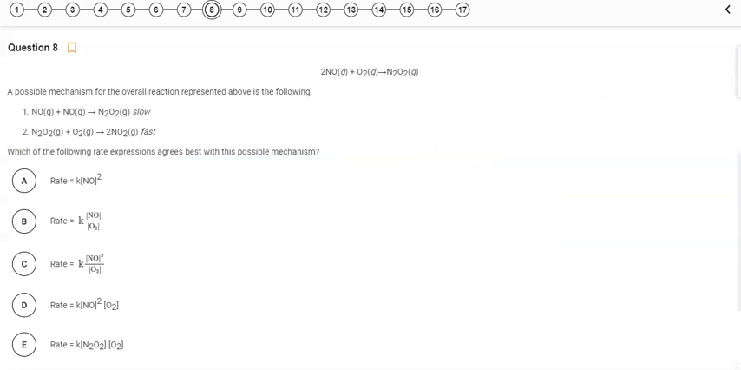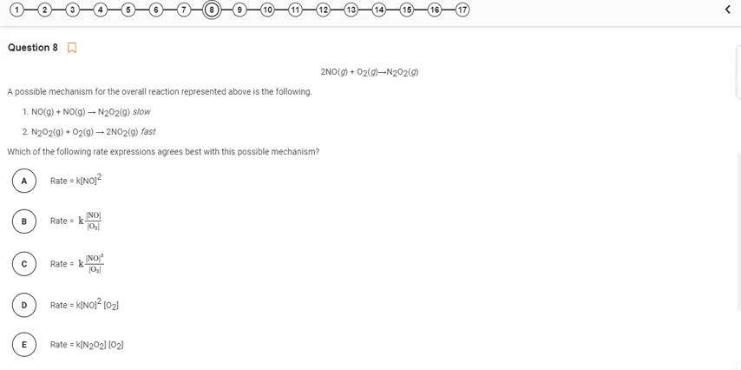Okay, is this the same problem? Looks very much like it. Okay, a possible mechanism for the overall reaction represented above. It looks like the same problem, except this is not decomposition. So anyway, you're going to have to do the same thing. The slow step, no, you're not. I take it back, you're not. Here's why. Look at the slow step.